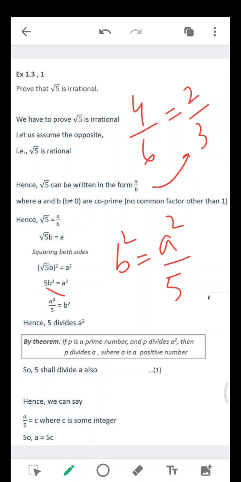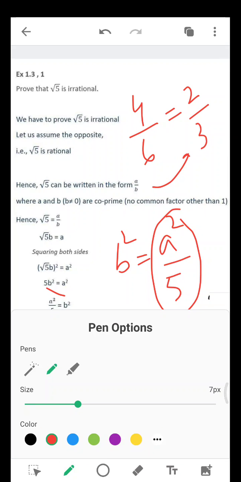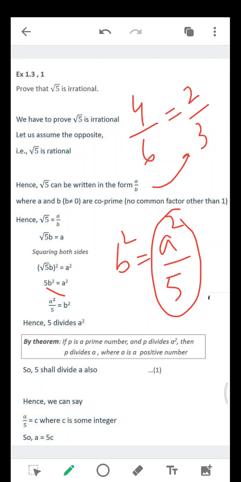So here I'll use the theorem. I can say 5 divides a square. When I am getting a square by 5, I can say 5 divides a square, the theorem which I explained to you. So 5 divides a square, so I can say 5 divides a also. Yes, this is the theorem which you can see here: if p is a prime number and p divides a square, then p divides a also.